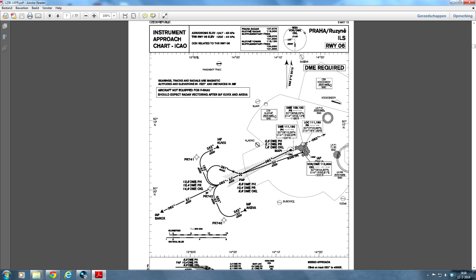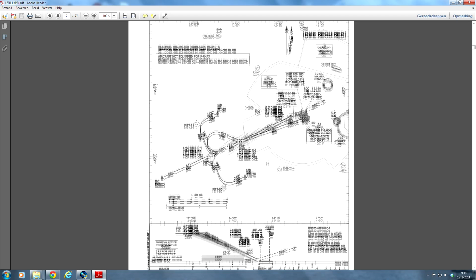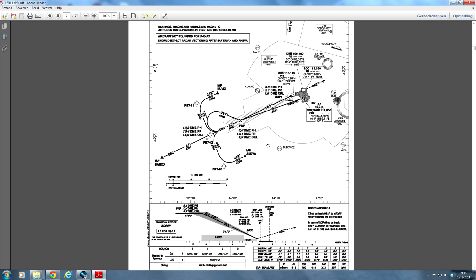We'll just go through the most important info right here. The course, this is the course to the runway for the approach. You have to enter this in the mode control panel of your aircraft. Then there's some important information right here. The frequency of the ILS, as you can see, it's 111.150. You have to enter this in the nav radios.